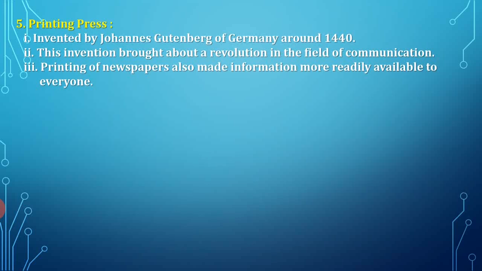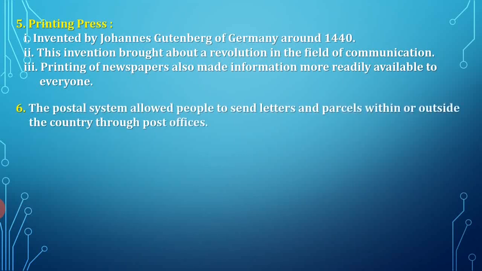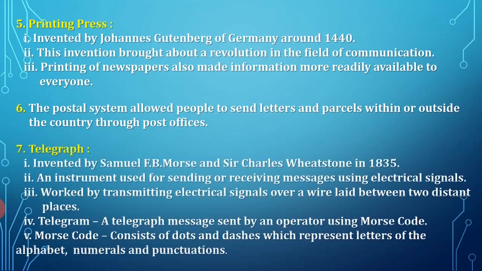Now, the postal system allowed people to send letters and parcels within or outside the country through post offices. Telegraph. It was invented by Samuel F. B. Morse and Sir Charles Wheatstone in 1835. What is a telegraph? It was an instrument used for sending or receiving messages using electrical signals. And how did it work, children? It worked by transmitting electrical signals over a wire laid between two distant places.